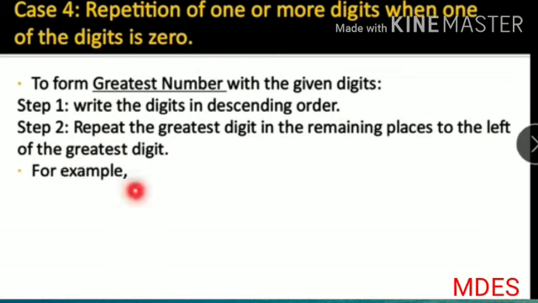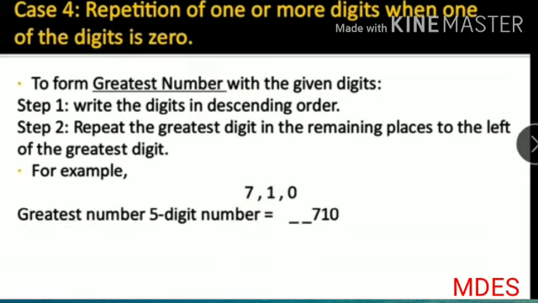Let's take an example. Here we have three digits, including 1 and 0. We need not do anything special, just arrange these digits in descending order and repeat the greatest digit towards the left. For the greatest 5-digit number, we have 5 places, so arrange them in descending order like 7, 1, 0, and repeat the greatest one. The greatest digit is 7, so just repeat 7. It will become 77710. So the greatest 5-digit number is 77,710.